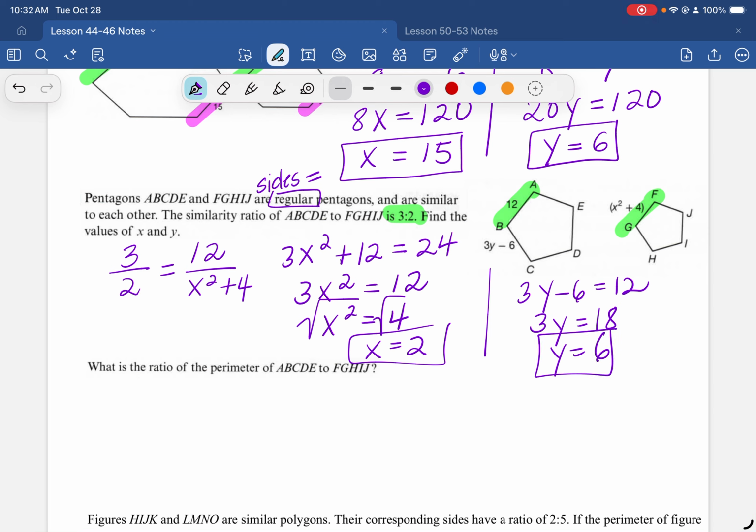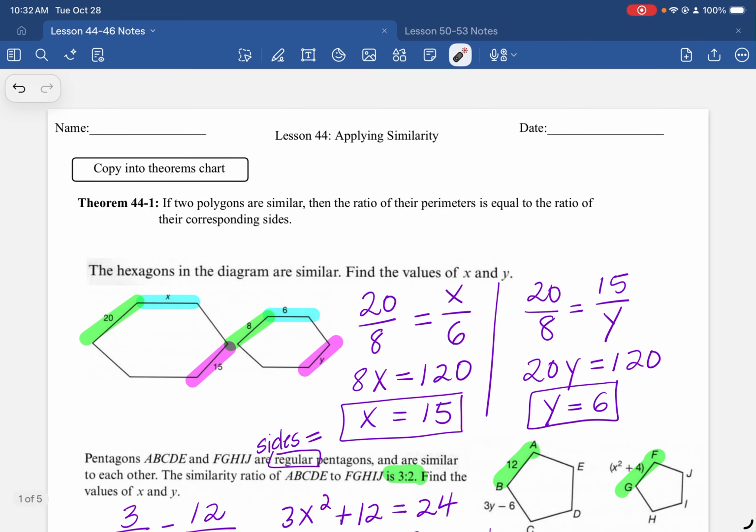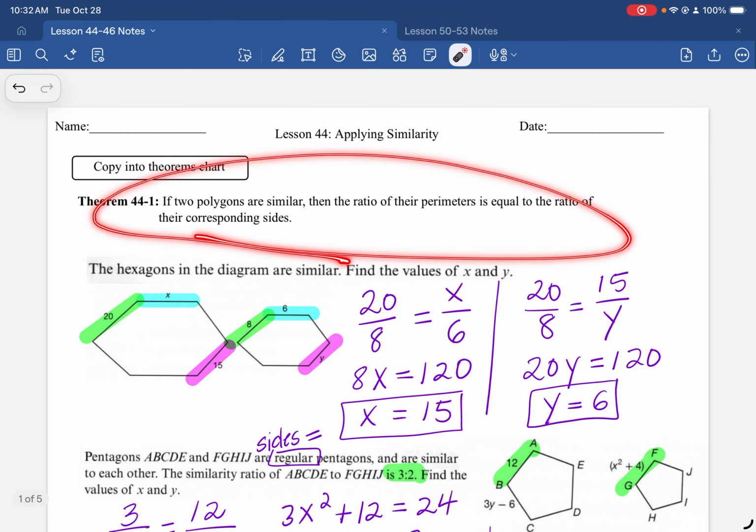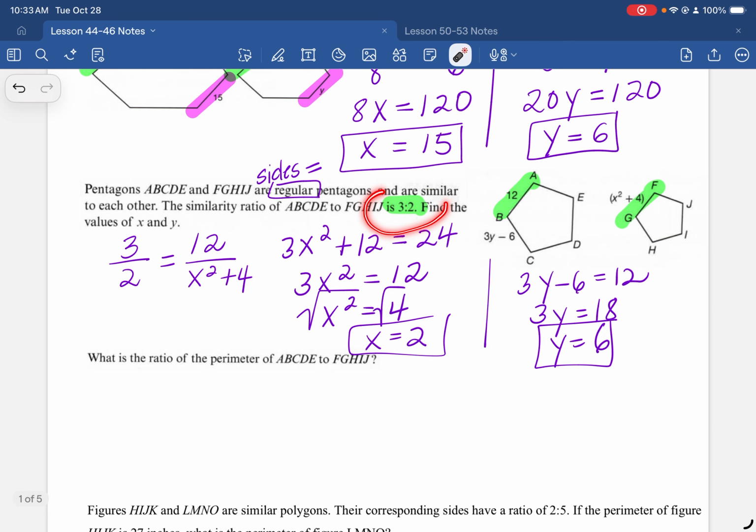Moving on to this question right here. What is the ratio of the perimeter of the two pentagons? That's where we come back up here and apply this theorem. It's telling us that the perimeter ratio is equal to the corresponding side ratio. Well, do you remember down here where it said the ratio is 3 to 2?